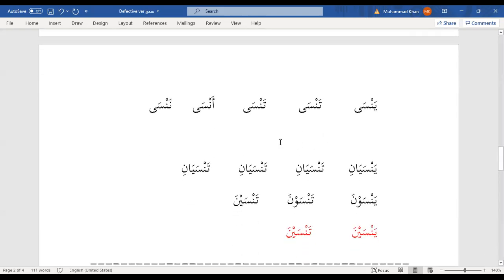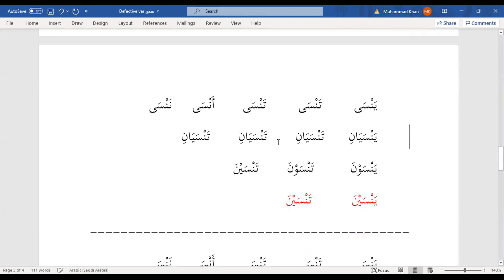Okay, let's see if you remember. If we put lam before that, what will happen? The last letter becomes sakin, Ustad. The last letter becomes sakin. In this case, the last one is alif maqsura. So when we drop it, it changes into regular seen. Regular seen, yes, it becomes lam yansa.